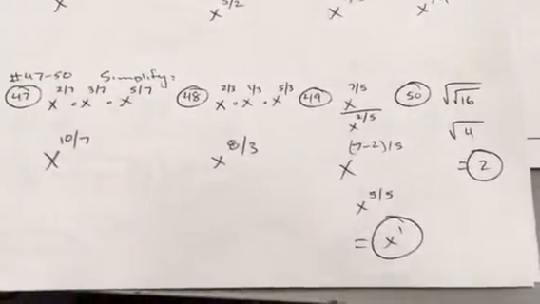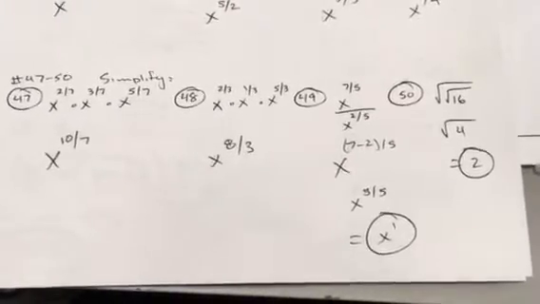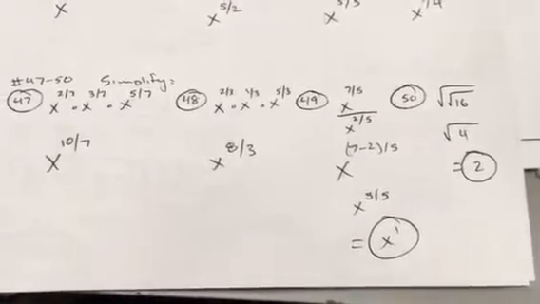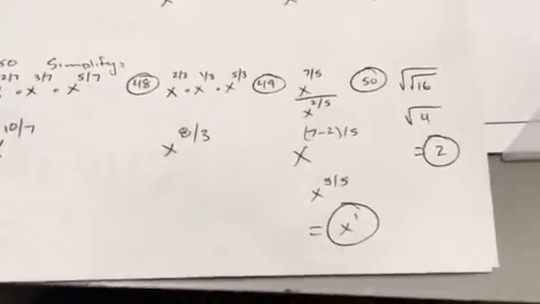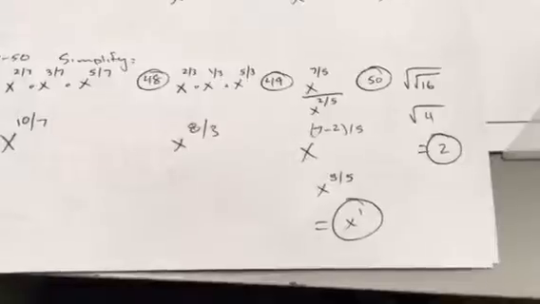Everything can add up nicely in 47. 10, so it's x to the 10/7. Everything adds up pretty nicely in 48. X to the 8/3. You're going to subtract. So you're going to do 7 minus 2, which is 5. 5 over 5 is 1. That's x to the 1st.